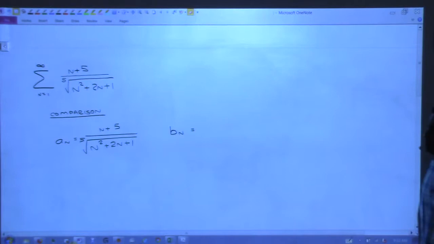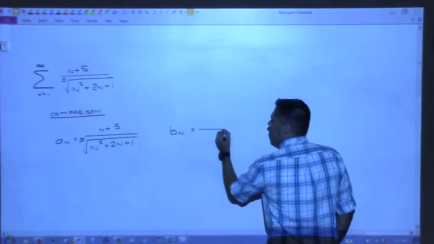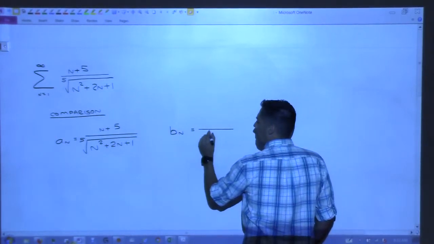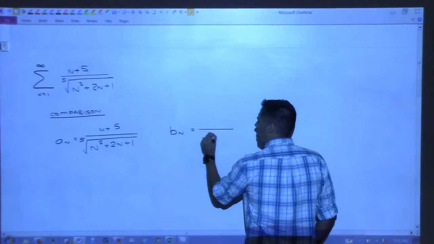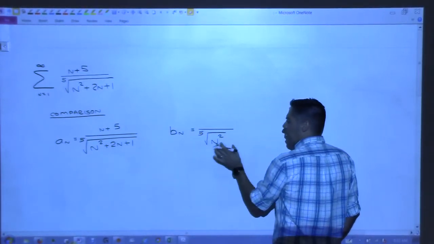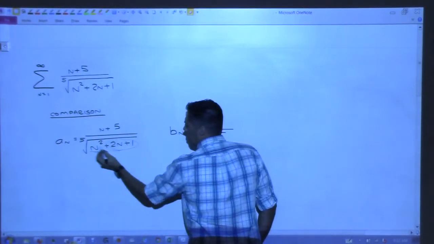Treat this one kind of like we did with the first one. So if you did this one with the same numerator, n plus 5, but the denominator would be the 5th root of n squared. Okay, I agree with this part, 5th root of n squared, because when n gets really big, this dominates these two, right? And so we have the 5th root of n.